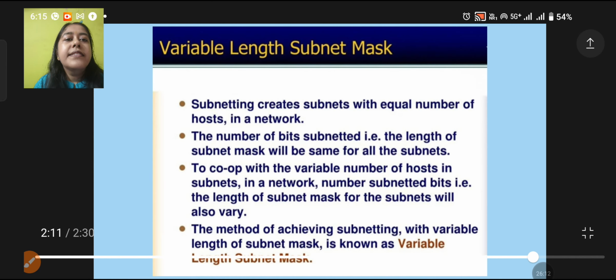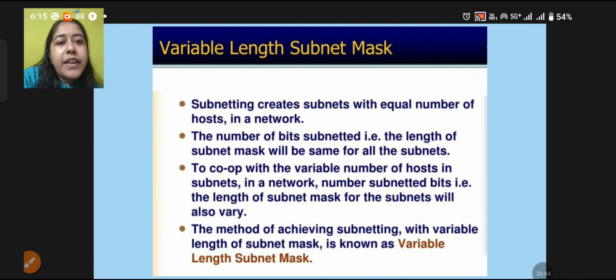Now variable length subnet mask. Subnetting creates subnets with an equal number of hosts in a network. The number of bits subnetted, that is the length of the subnet mask, will be the same for all the subnets. To cater to the variable number of hosts in subnets in a network, the number of subnetted bits, that is the length of the subnet mask for the subnets, will also vary. The method of achieving subnets with variable length of subnet mask is also known as variable length subnet mask, that is your VLSM. Okay, so this is all about your variable length subnet mask.